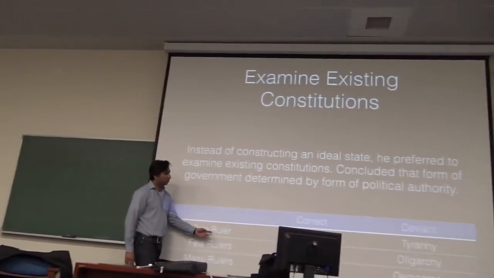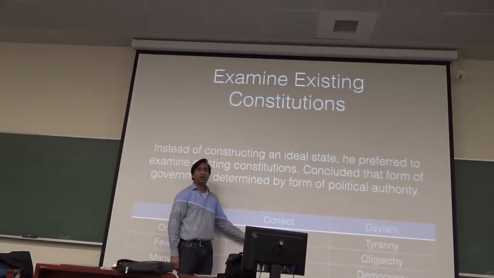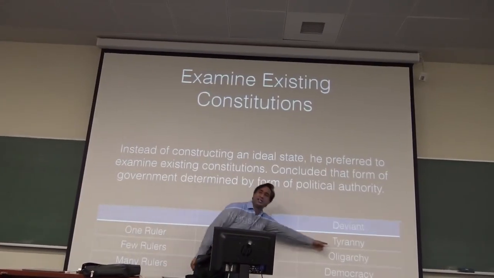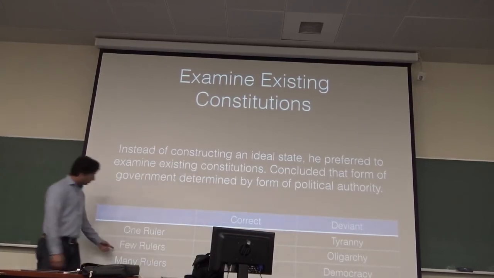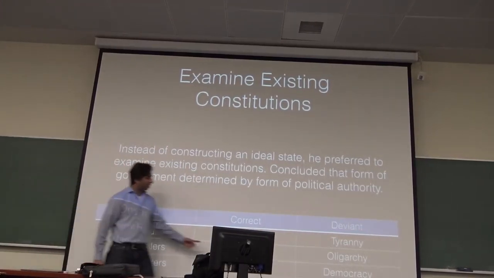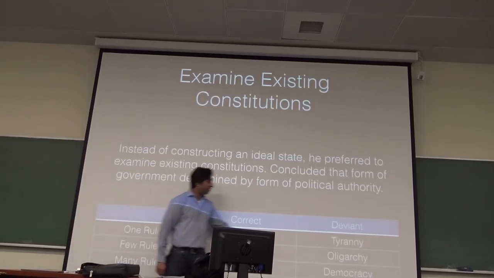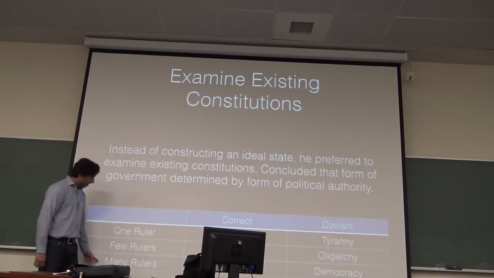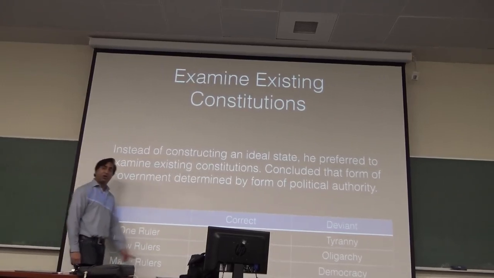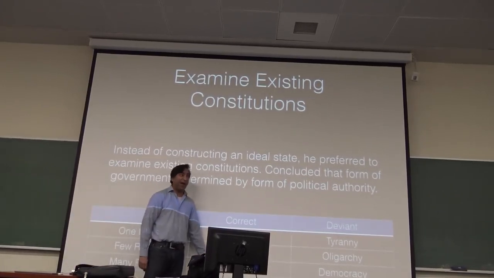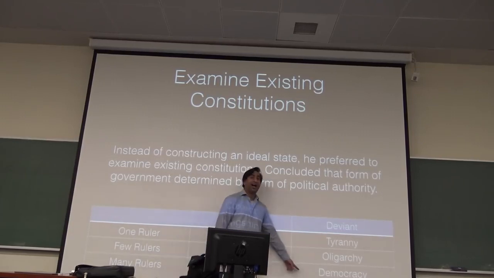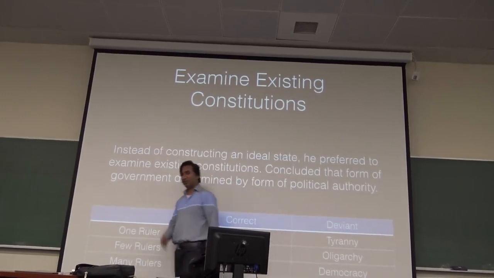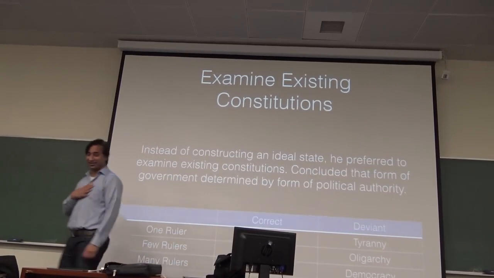When the states are running well with one ruler, we'll call it a kingship. When they're running poorly, we'll call it tyranny. When a state has few rulers and they're running well, we'll call it an aristocracy. And when it's running poorly, we'll call it an oligarchy. And when you have many rulers and they're running well, we will call it a polity. And when it's running badly, what are we going to call it? Democracy. A democracy. Okay. It's kind of funny.